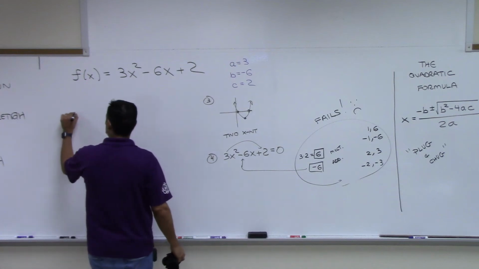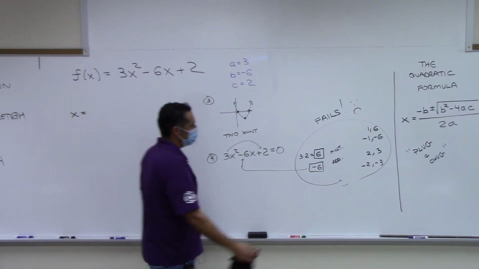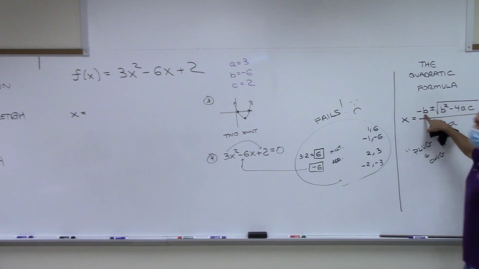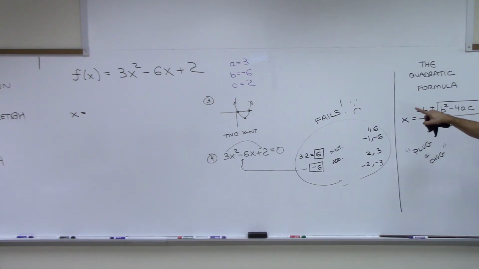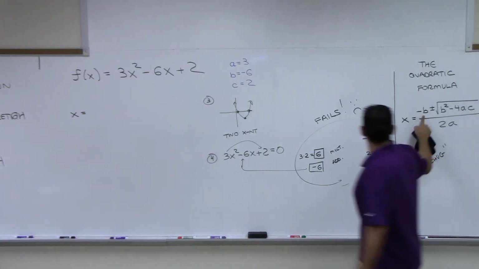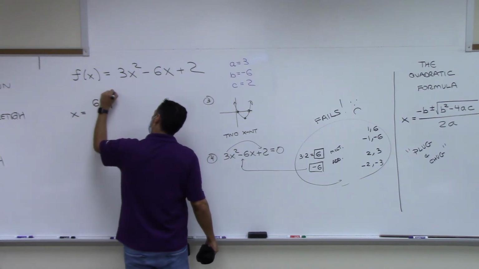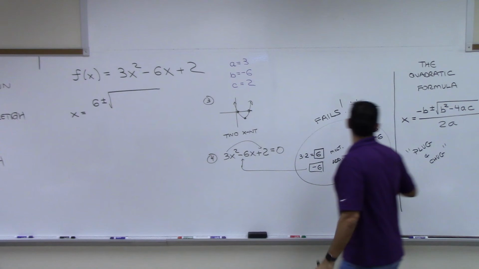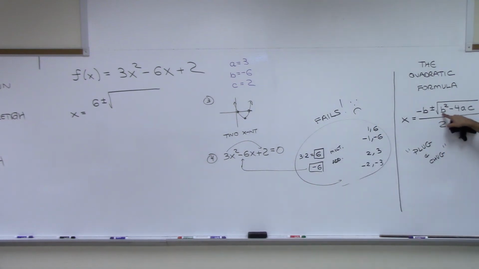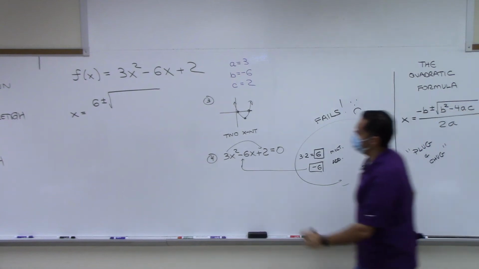So my solutions, x will be, all right, what's -b? What's -b for us here? +6, right? Because our b is what? -6. So you take -6, that's the opposite. So you'll get 6 here. Plus or minus square root. Okay, now, b squared. If you take -6 and square it, you get what? +36, right? +36, that goes here.